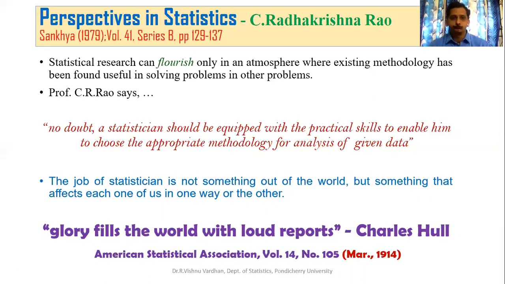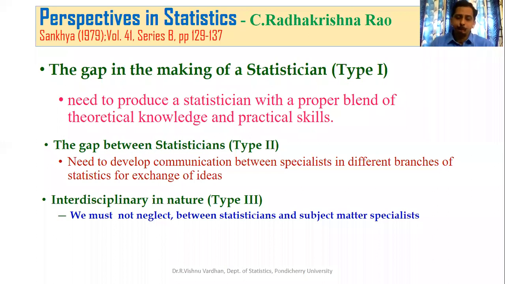Now, because the focus is on graduate budding statisticians who are graduating in different colleges, see what he claimed in 1979, see his vision. The gap in the making of a statistician is called type 1 error. The gap between statisticians is type 2 error, and interdisciplinary is the type 3 error. In all these three aspects, every data practitioner, every statistician has to shoot their hands. Then only we can have a better trained army of statisticians.